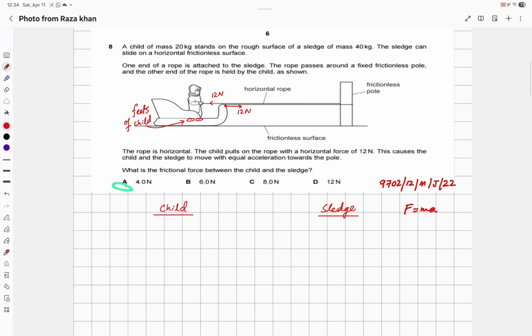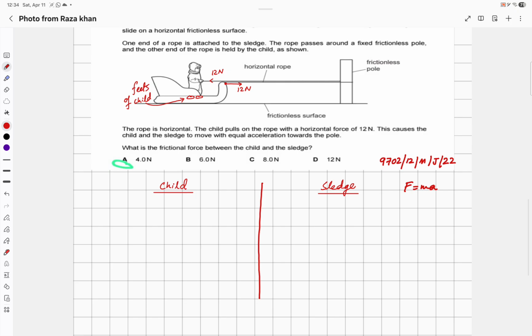All right, now let's consider the child first, and I've just made arrows for the forces. I have also mentioned the feet of the child because the child is standing on the sledge. I just made a separator here, child and sledge. Now the child is pulling the rope. I have made an arrow.